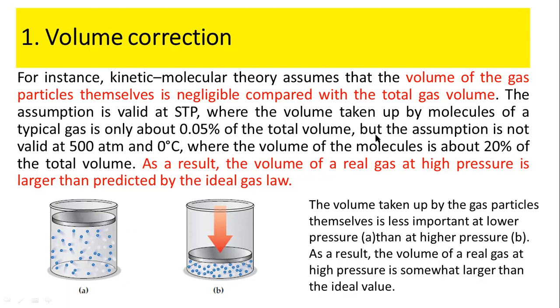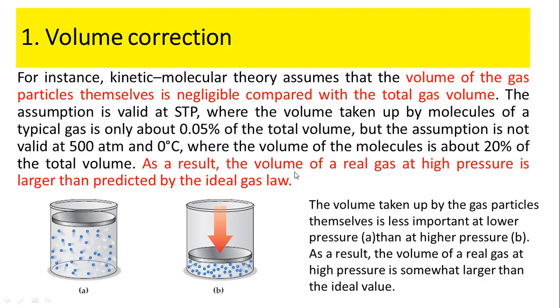But this assumption is not valid at higher pressure. When you increase the pressure from 1 atmosphere to 500 atmospheres, the assumption only holds at the standard pressure, which is 1 atmosphere. When there is a non-standard condition, and the pressure is not 1 atmosphere, if you increase the pressure to, let's suppose, 500 atmospheres, now the volume of the gas molecules is 20% of the total volume. That means you cannot neglect this volume as compared to the total volume.